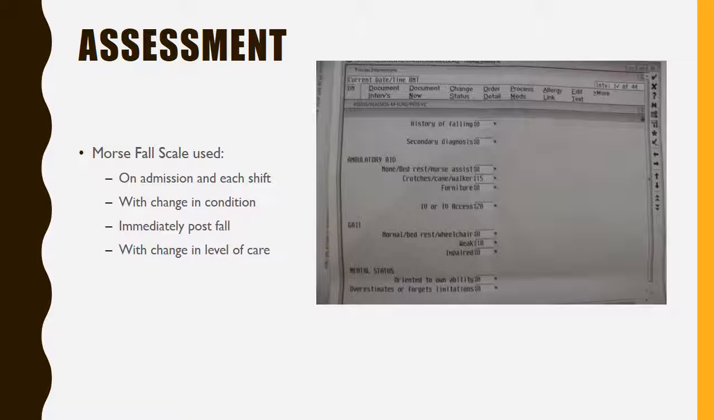Adult inpatients or outpatients will be assessed and reassessed using the Morse fall scale to identify those who are at risk for falling. Intervals for assessment and reassessment include on admission and each shift, with a change in condition, immediately post-fall, or with a change in the level of care.